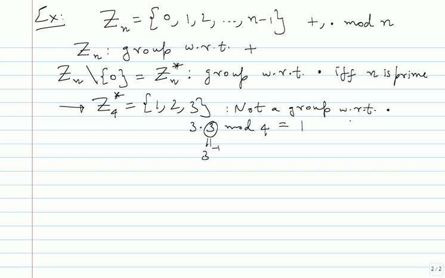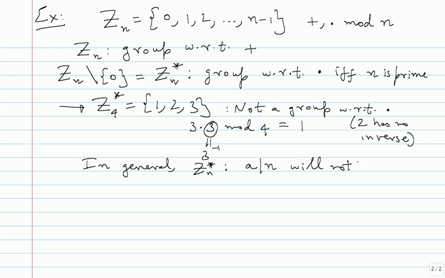With respect to dot. Why does 2 have no inverse? As I said, this can be generalized. If you look at Zn star, any A dividing N will not have an inverse. So you can think of it that way. But now we have to show the other case. I'm going to show Zp star will be a group with respect to multiplication.